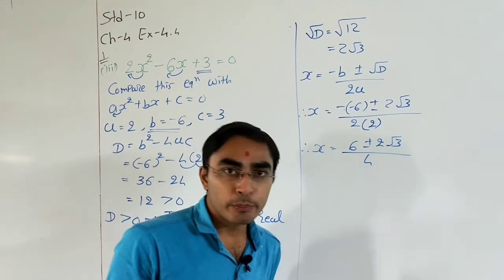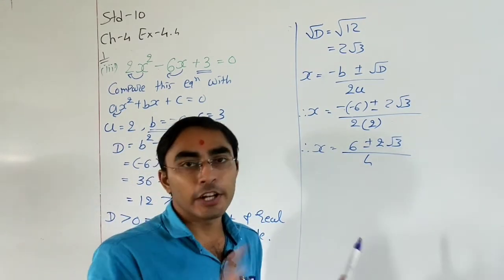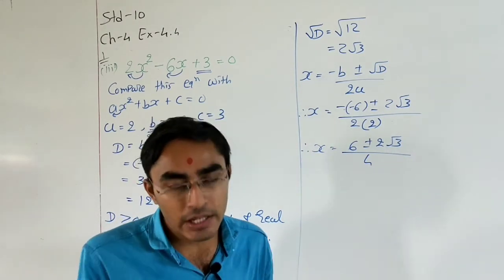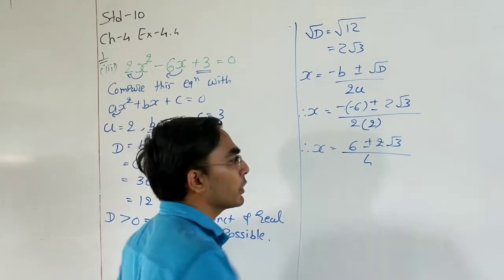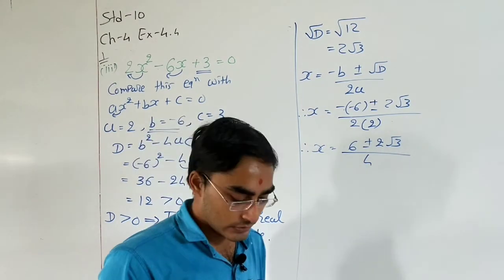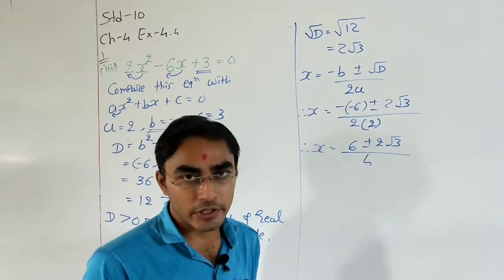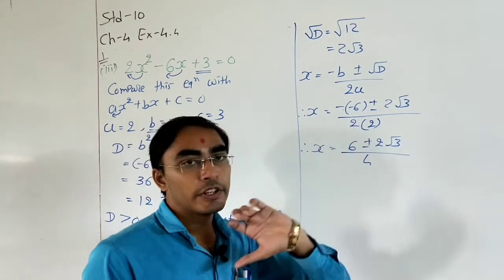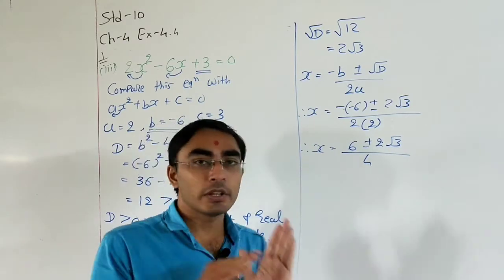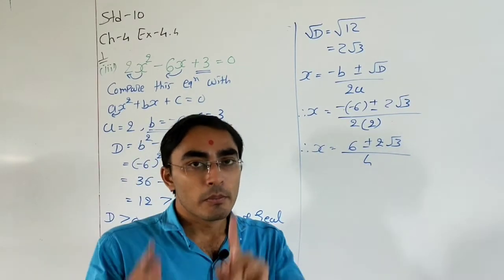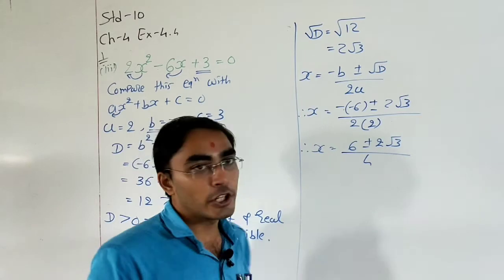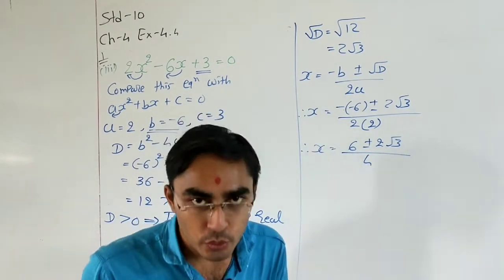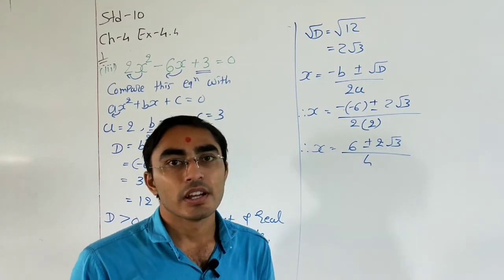If 6 plus 2 under root 3 is there, we cannot simplify it. If 6 minus 2 under root 3 is there, then also we cannot simplify it, because under root 3 is present. So we cannot add or subtract it. That means we cannot simplify the numerator, either with the plus sign or the minus sign. But in the numerator and denominator, all these three numbers are multiples of 2, so we can cut it.